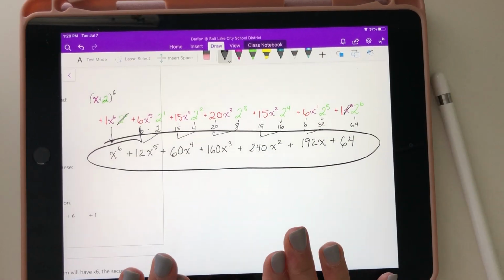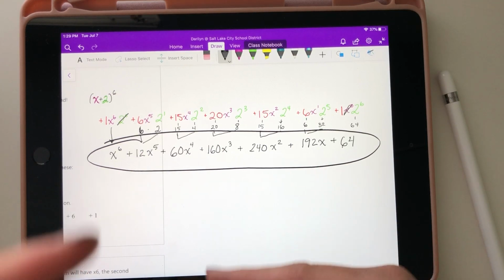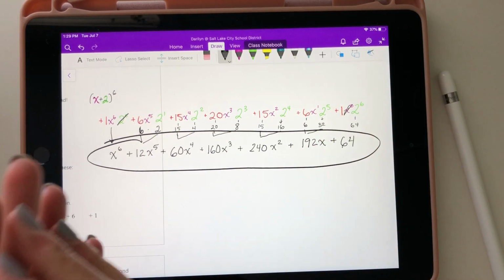Okay, so I hope this helps with your binomial expansion using Pascal's triangle. This is one of those things that the more you practice it, the better it becomes because it's just a pattern, all right?